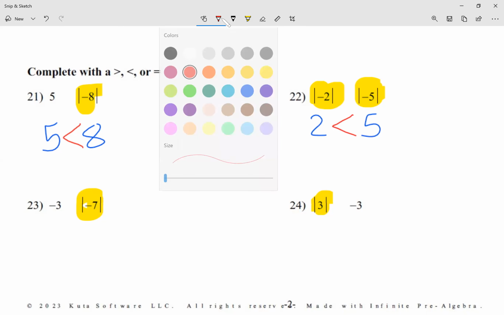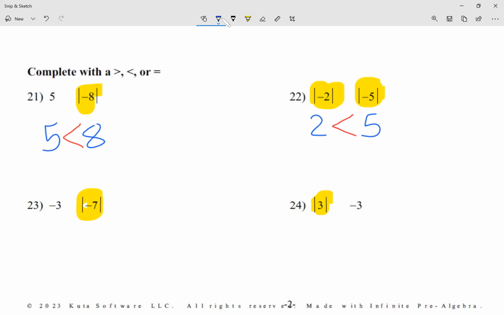Now, question number 23, I'm comparing a -3 and a +7. All right, the -7, I made it into positive, but not the -3. The reason why is because the -7 was in absolute value. Remember, absolute value is the one that makes it into positive. Now, the -3 was not inside an absolute value, so that stays negative. Now, I said negatives are always smaller than positives. So 7 is bigger than -3. So I'm just going to go like this.